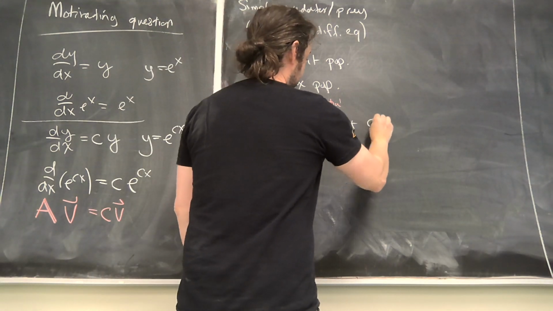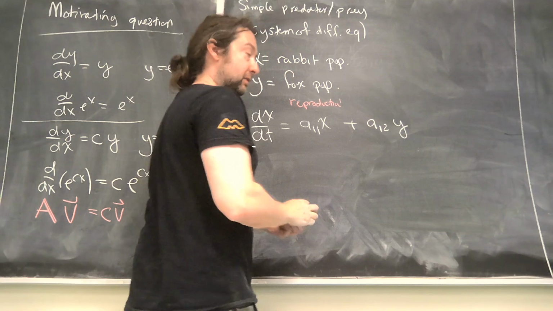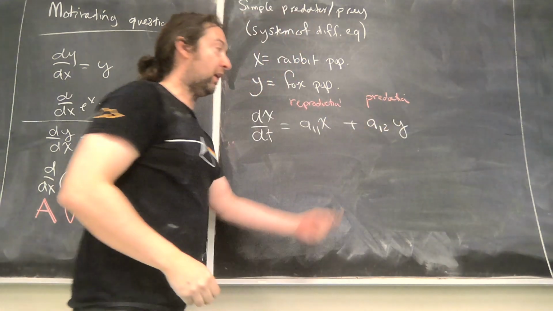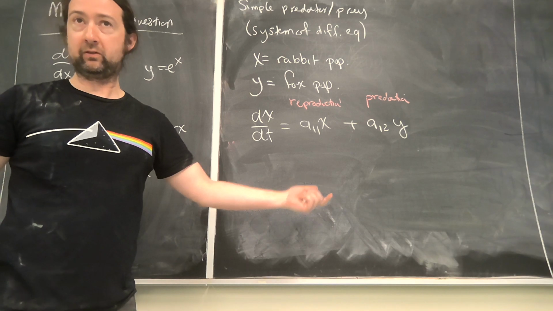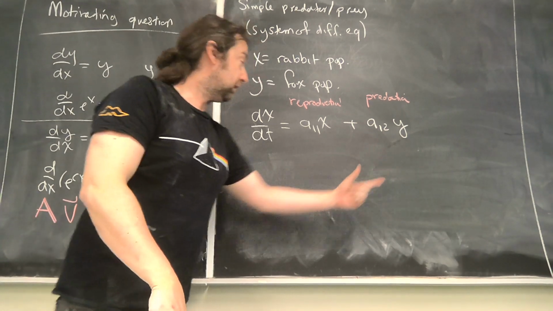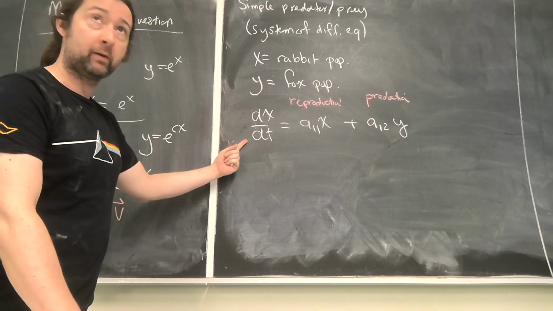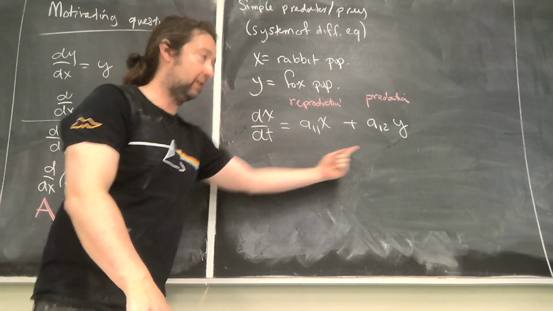Plus a term that involves the foxes. You can think of this as a predation term. The more foxes there are, the more rabbits are getting eaten, right? So there's two things that are interacting that tell you what the growth rate of the rabbit population is. So the growth rate of the rabbit population depends on the number of rabbits and the number of foxes.